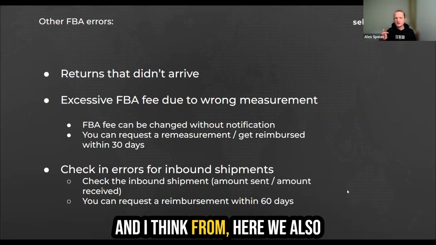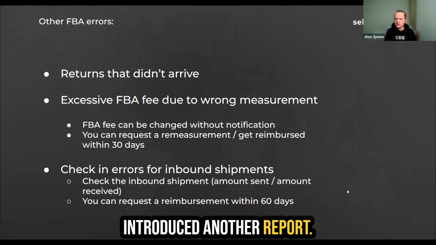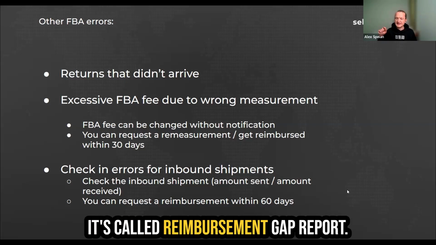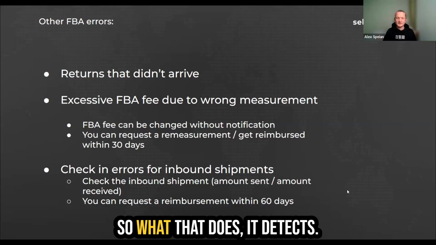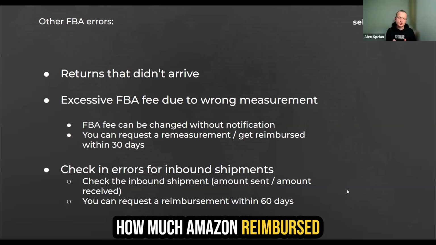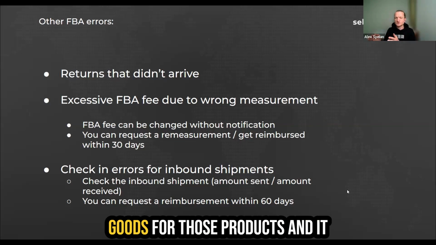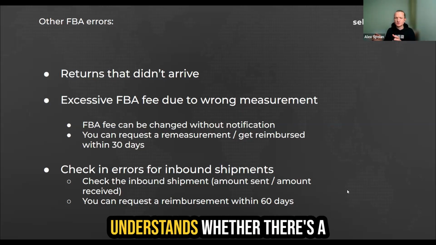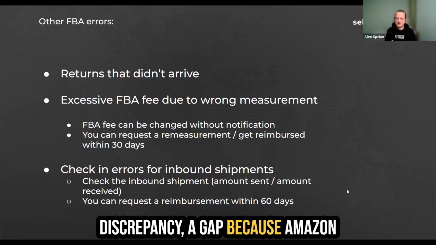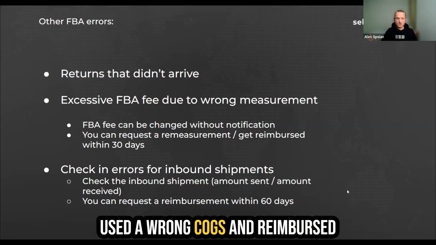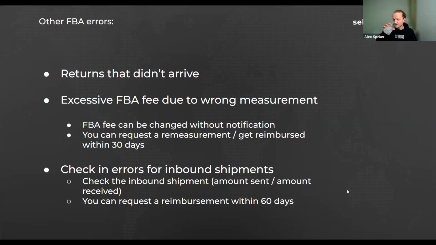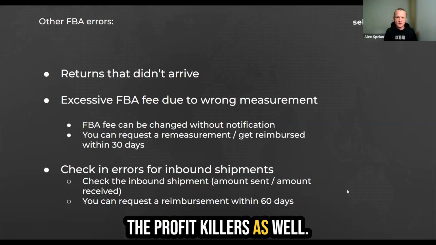And I think from here, we also introduced another report. It's called the Reimbursement Gap Report. What that does is detect how much Amazon reimbursed you for specific products. Then it looks at the cost of goods for those products and understands whether there's a discrepancy, a gap, because Amazon used a wrong COGS and reimbursed you less than they should have. So yeah, FBA errors are also one of the profit killers as well.